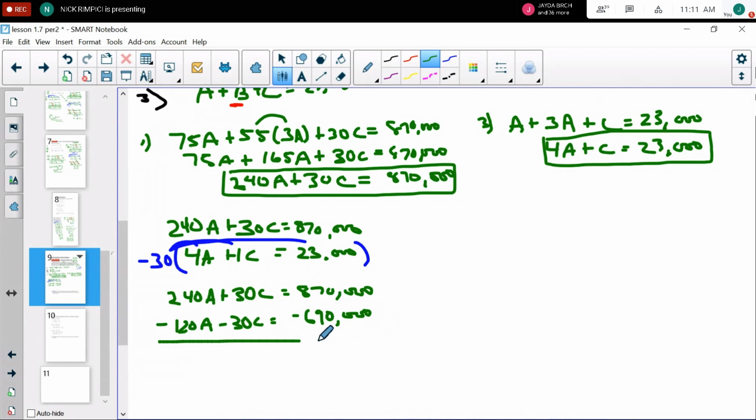So now we should be able to put these together, right? And we're going to get what we want. The 30C and negative 30C are going to cancel out. So that was our goal. We achieved our goal. 240A minus 120A, that's 120A. And 870,000 minus 690,000, that's 180,000.